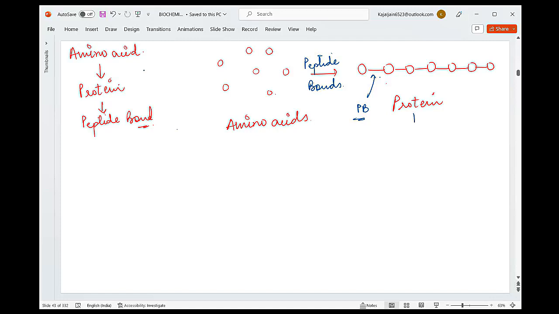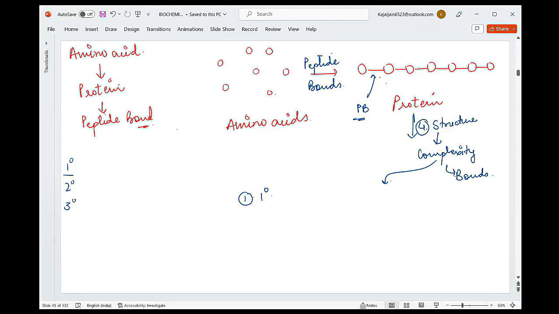When we look into the protein, proteins have four structures, and these structures are based upon the complexity, which is dependent upon the type of the bonds present in between. Understand how. The very first one is your primary structure. If I'm writing 1 knot, this is primary. 2 knot is secondary. 3 knot, tertiary. 4 knot, quaternary. I'm not writing it here because I want to keep the slide very clean.